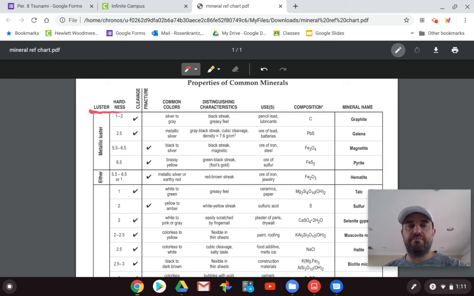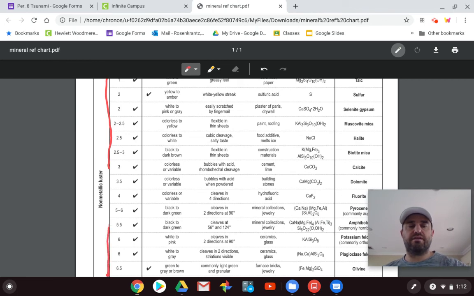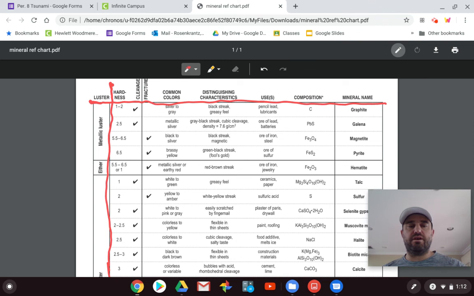If you look at the very top, this chart is broken down into columns, with the very first column being luster. Your luster is either metallic or non-metallic. And then you have this one mineral that can vary, called hematite, right here. This one could sometimes be metallic or non-metallic, because there's a lot of iron in that mineral, and you can have it look very metallic or it could look like rust. So this one could have both kinds of lusters, which is unique. But for the most part, we're going to say metallic or non-metallic.